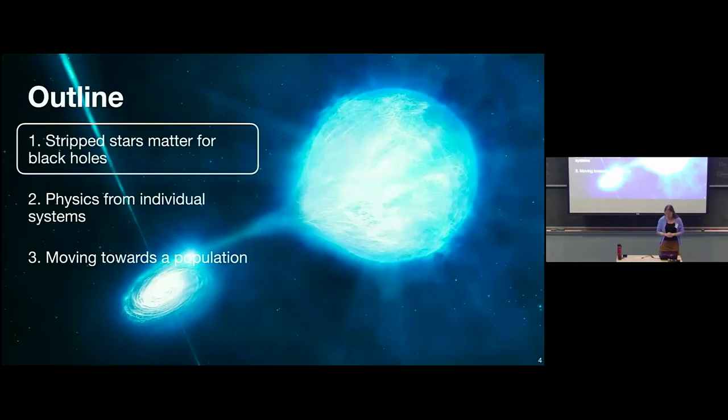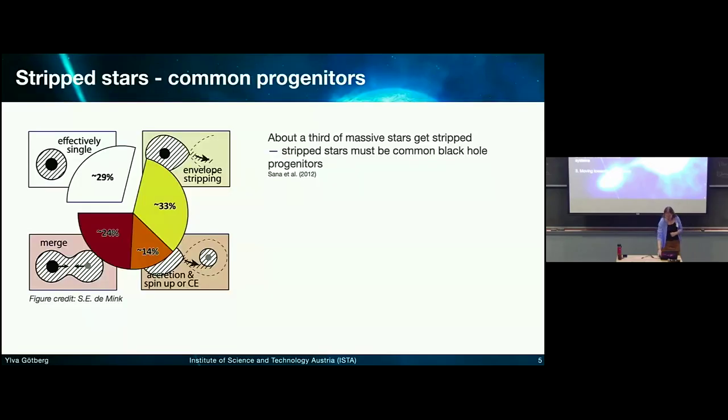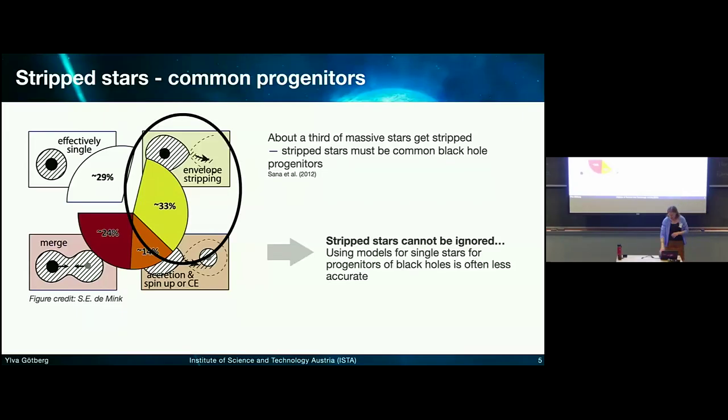And I would like to start with pointing out, I think that you have all seen Selma's pie chart, that a third of massive stars are expected to go through envelope stripping, which means that a lot of the progenitors of black holes are strip stars. And even if this says a third of them, I mean a third is a sizable fraction, so I would even dare to claim that you cannot ignore the strip stars. To better understand the black hole, you need to understand the progenitor. If the progenitor is a strip star, that's what you get.